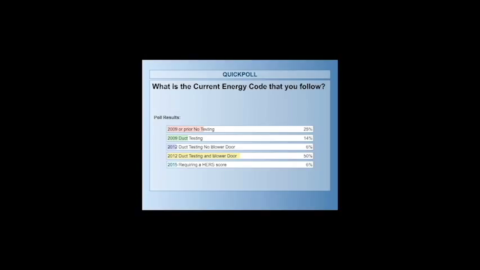Some people are doing 5-year changes or 4. Some people are at 7 for the blower door. Some people are doing the 3, which 2012 requires. We'll explain what all those acronyms may mean to you. And if you're doing 2015 and you're requiring a HERS score, we'd like to hear from you. Those are all great things to find out.